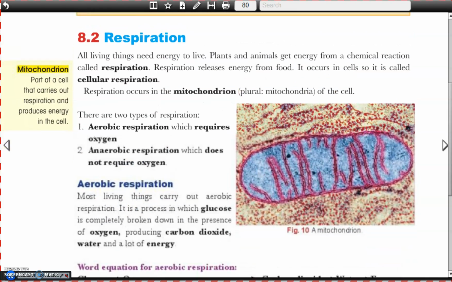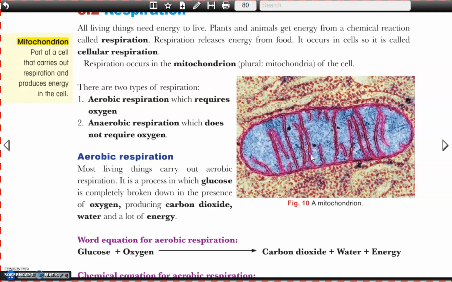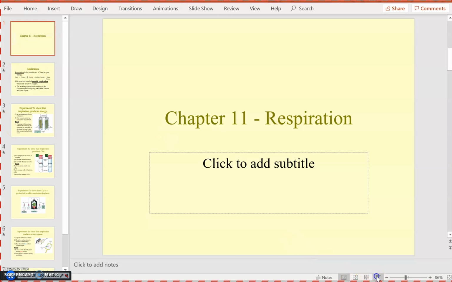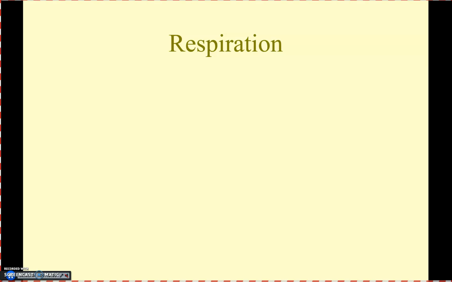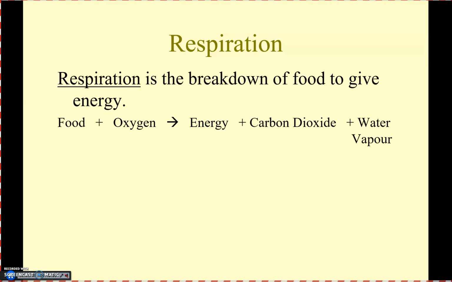We mentioned it before when we talked about the breathing system, but now we're getting more specific on it. So what is respiration and what are the types of respiration that can occur? The main type of respiration that you're going to see is this one here. This PowerPoint is in your notes as well. So respiration is the breakdown of food to give energy.